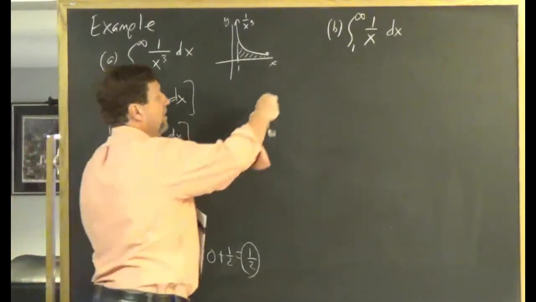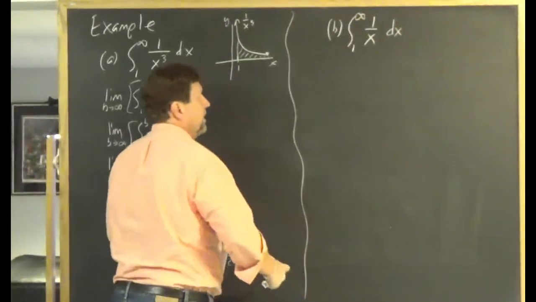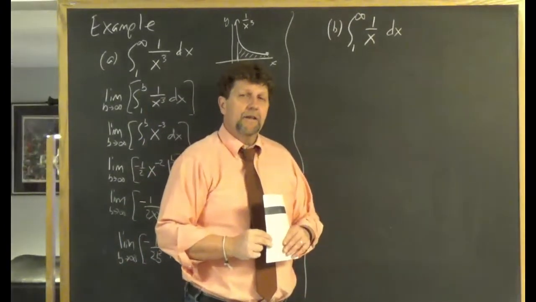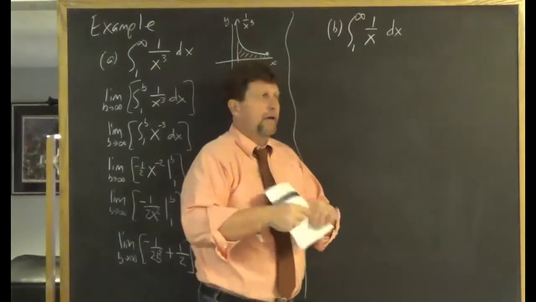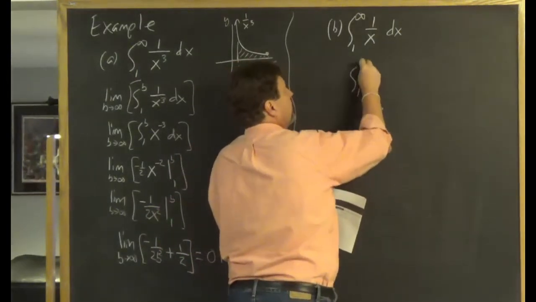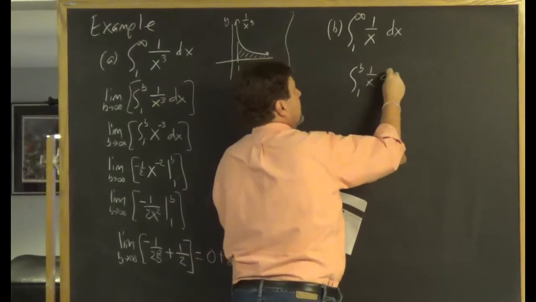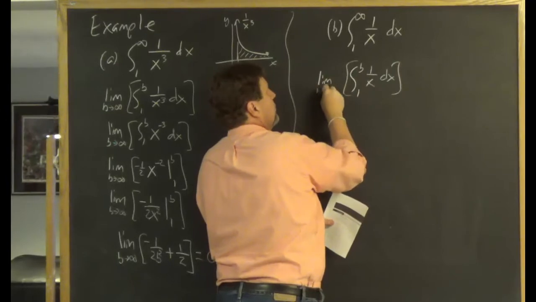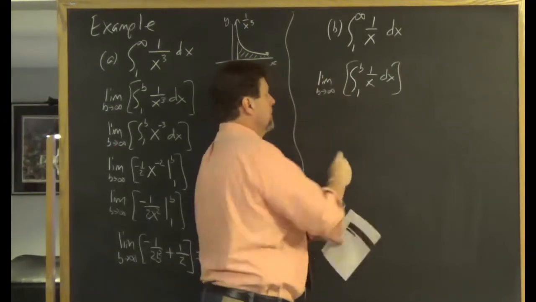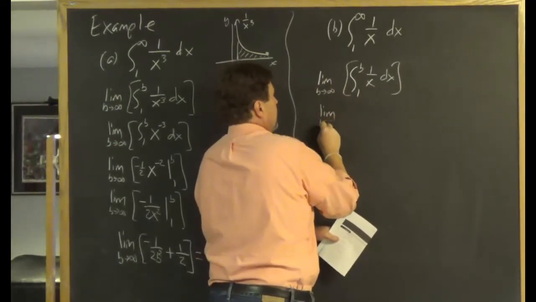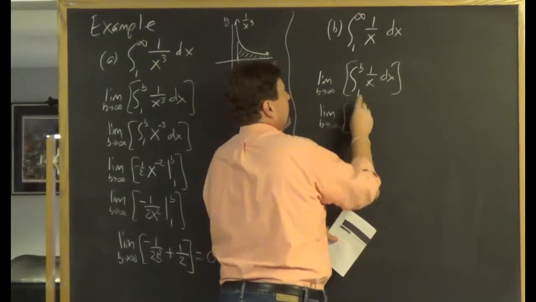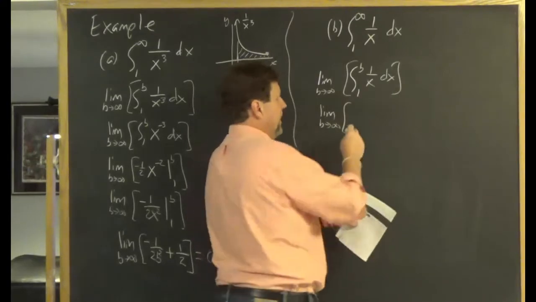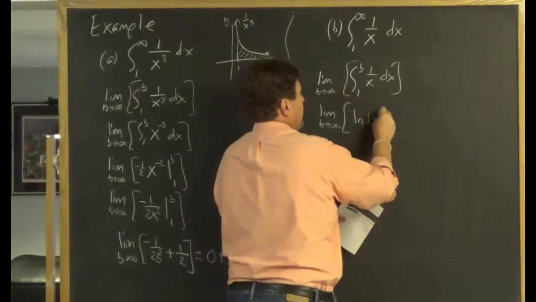All right, let's look at part B. The improper integral from 1 to infinity, 1 over x dx. Can't do it. But I can integrate from 1 to b, 1 over x dx. And then I put the little limit as b goes to infinity statement out front. So let's see. The antiderivative of 1 over x. That's right, that's natural log, absolute value of x.